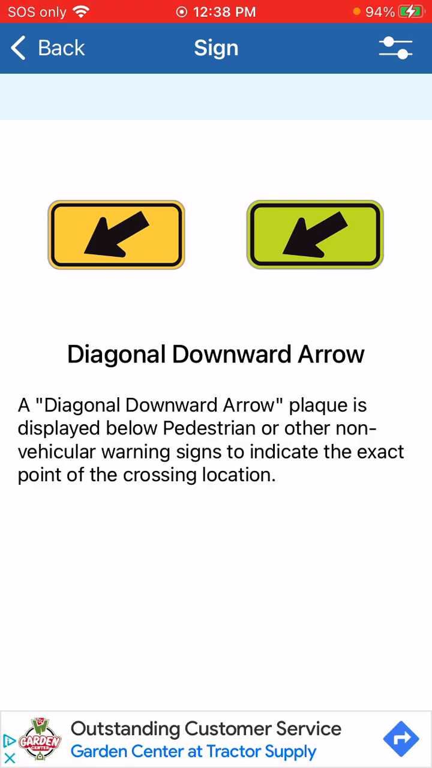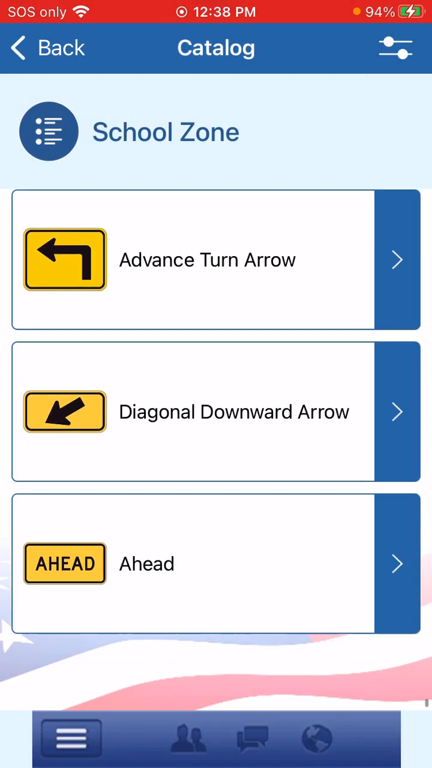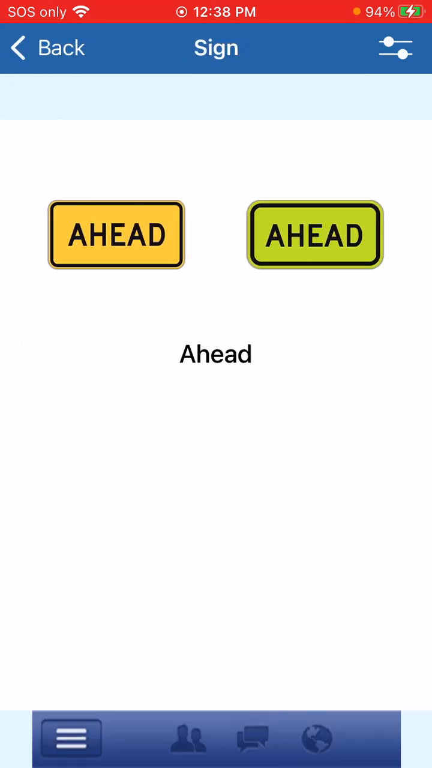Diagonal arrow. A diagonal arrow plaque is displayed below pedestrian or other non-vehicular warning signs to indicate the exact point of the crossing location. Ahead.